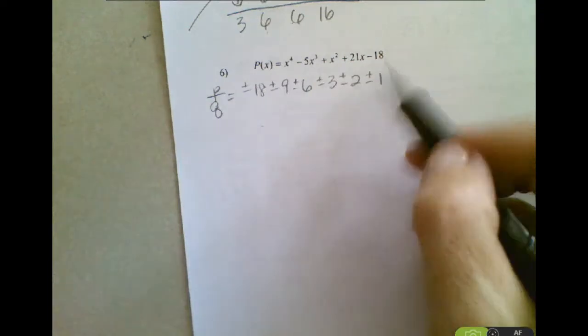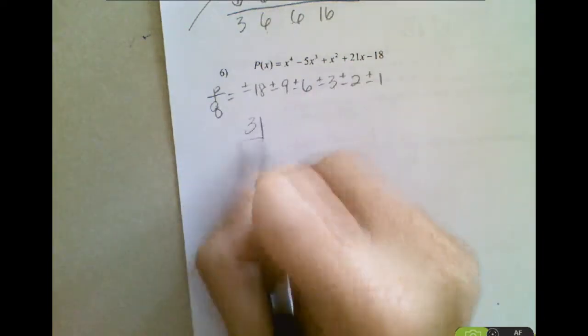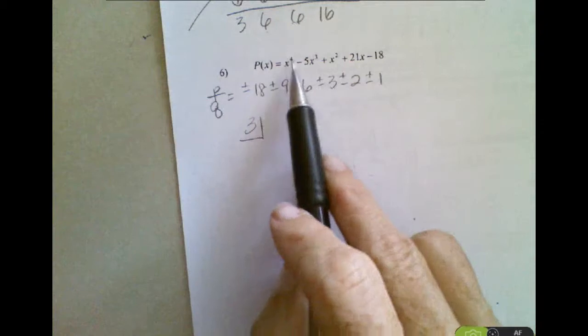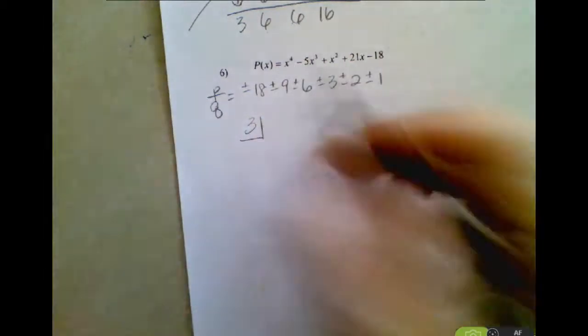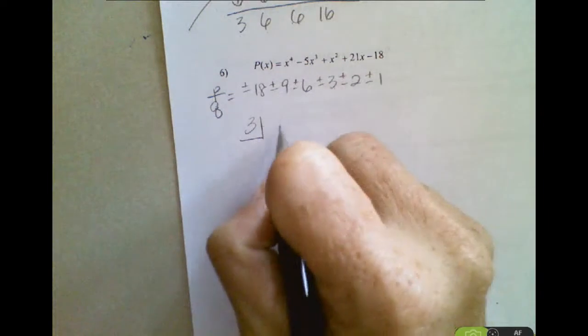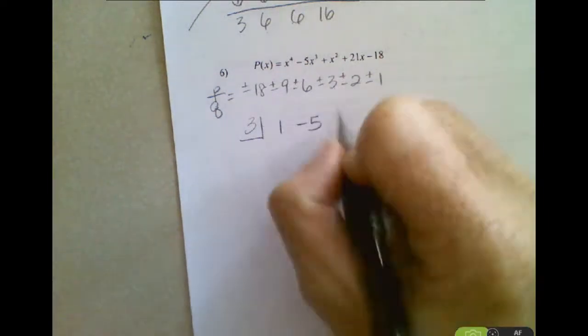So let's see. Why don't we start with a 3 and see if that works out. That would be nice. All of my exponents are in descending order and accounted for. 4, 3, 2, 1, 0. Let's write the correct coefficients down this time so we don't have a repeat of number 5.